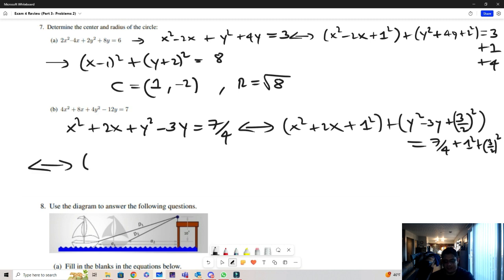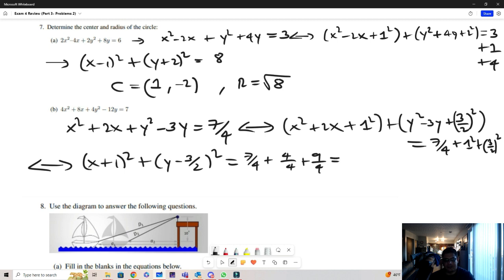And here, then, that is x plus 1 squared plus y minus 3 halves squared equals, and this will be 7 over 4 plus 4 over 4 plus 9 over 4. So in total, this is going to be 20 over 4. So this is 5. This means that the center of the circle is minus 1, 3 halves, and that the radius is going to be the square root of 5.